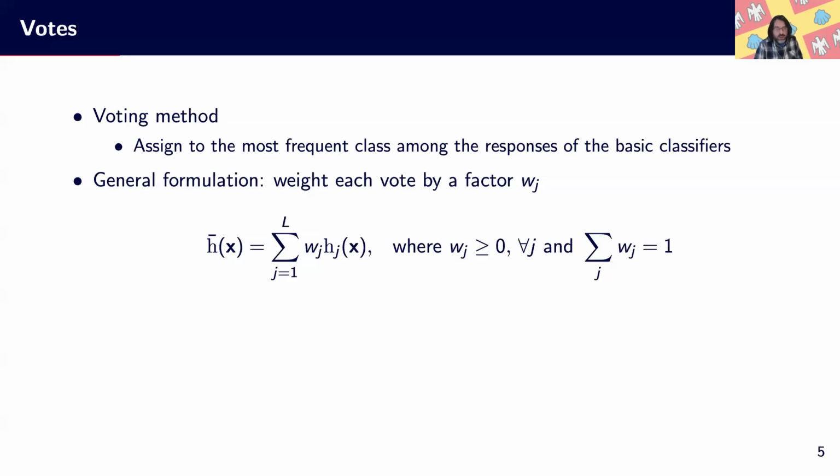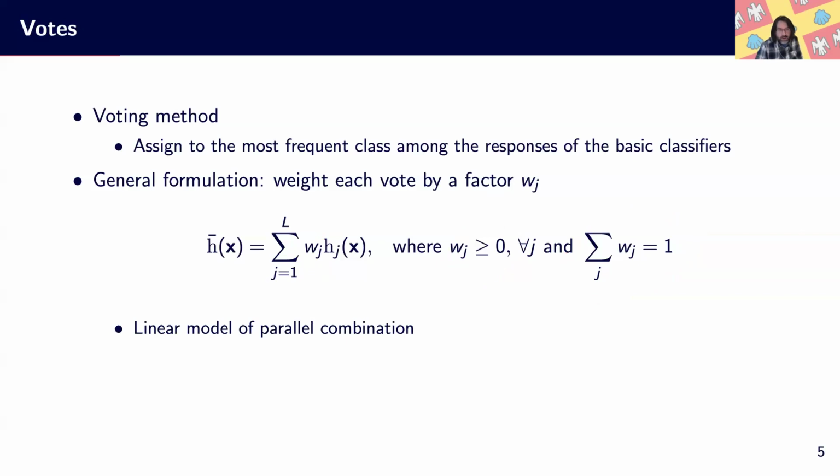More generally speaking, we can use a weighted approach where each decision is weighted by a factor wj. We see here the equations. We are basically summing for each case with a weight wj that is positive or zero, for which the sum of weights is equal to 1. That's important to normalize all decisions. So that's the general formulation that we can use to represent this notion of weighted votes.